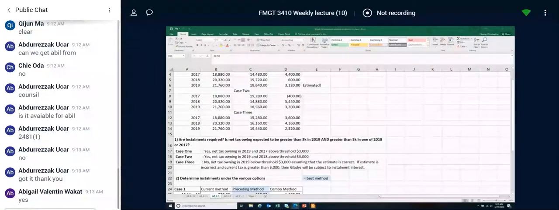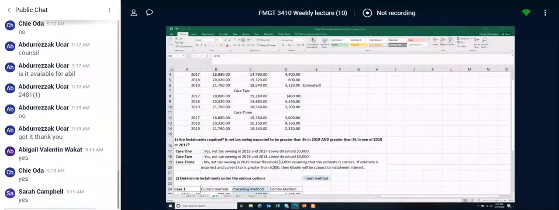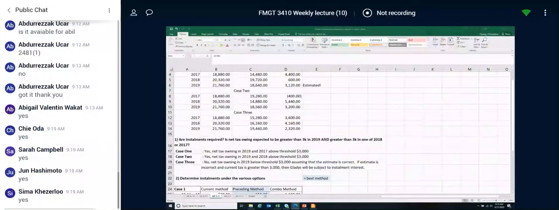Does that make sense? Okay. So typically in real life, if you're kind of close, you know, for some people, this might be close. If you're close and you don't want to have any risk of installment interest applying, you just make your installment payments anyways. Okay. So just depends on your tolerance level.